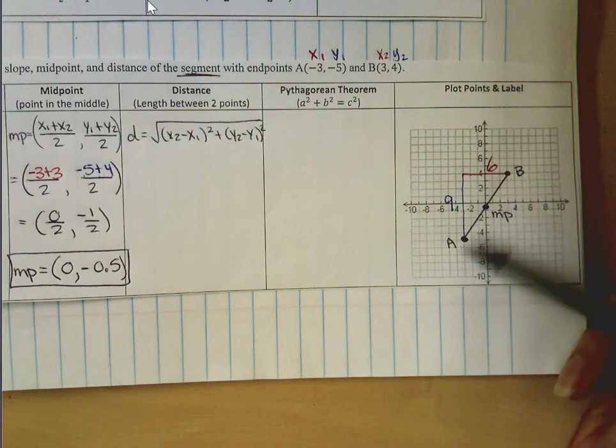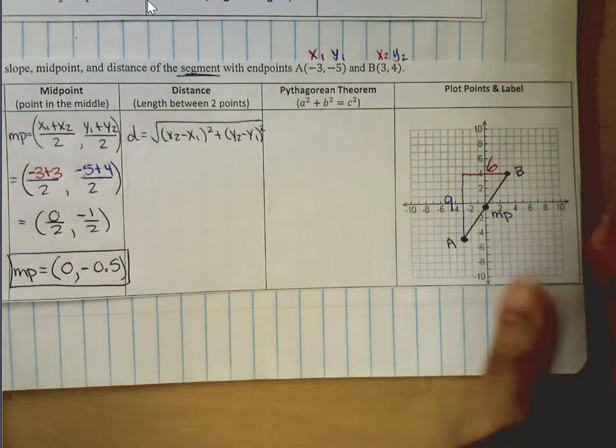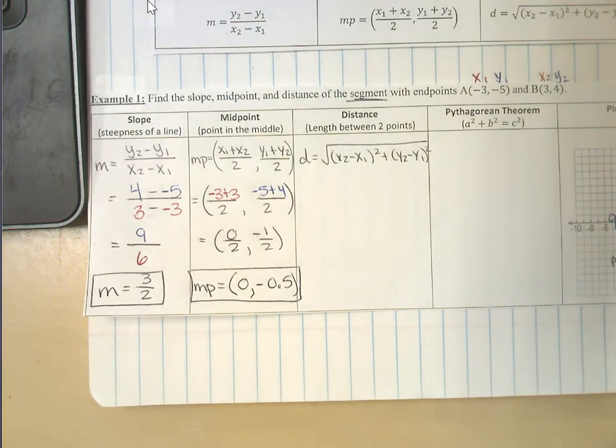And you can tell that it is exactly halfway between A and B. So it's the midpoint. So that's one way to check that you're correct. You plot it and then it should be in the middle.